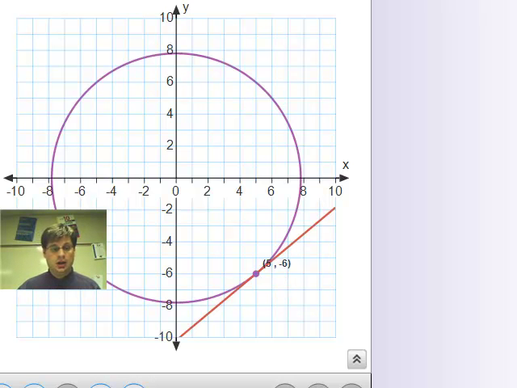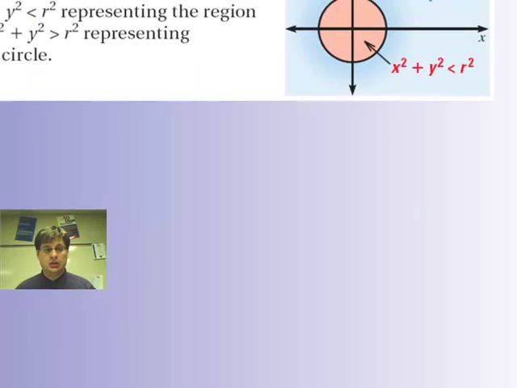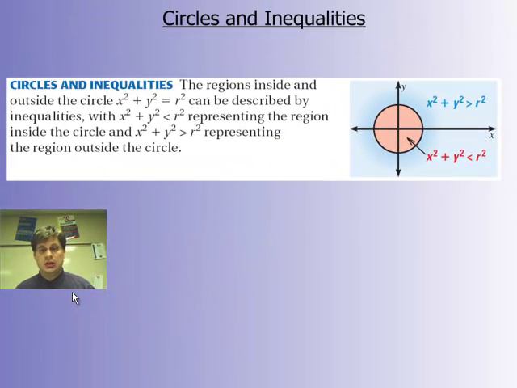One last thing, and I'm just going to talk about this in general, is that we can talk about inequalities of circles. So if we replace the equal to portion of a circle with a less than sign, then we're talking about the inside of the circle. So if x squared plus y squared is less than r squared, then that's going to be inside the circle, that whole region. If we flip it around and say x squared plus y squared is greater than r squared, then that's going to be the region outside the circle, and that would be your solution area.